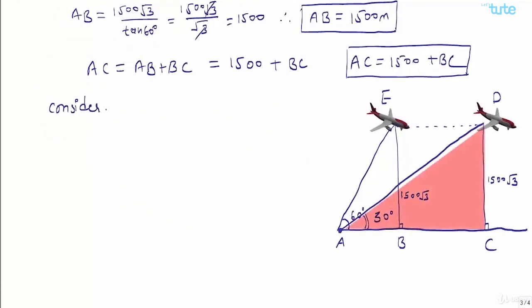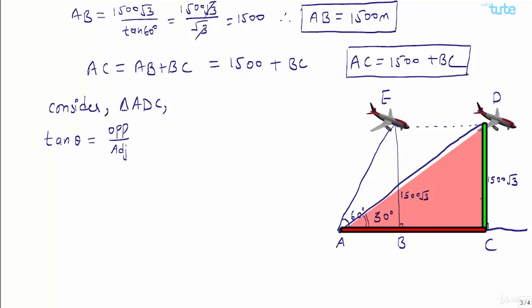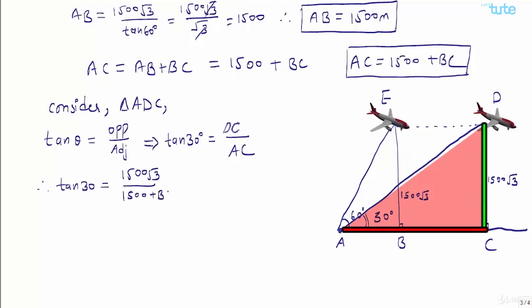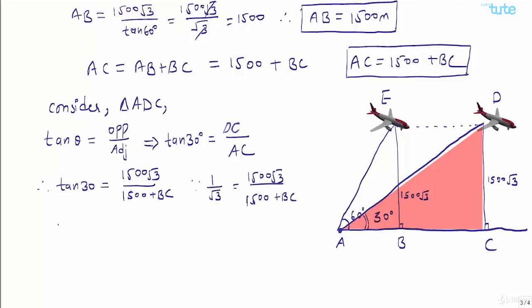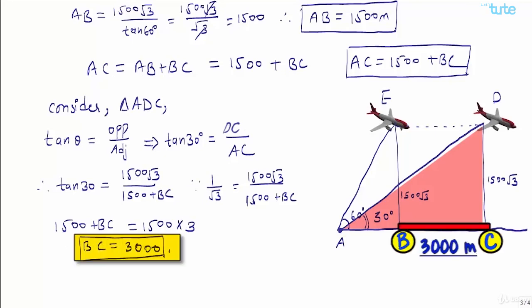So we will now consider the right angle triangle ADC. Again we will consider the trigonometric ratio tan theta. Now here also we have used tan just because we know opposite side and adjacent side. So this implies that tan 30 degrees is equal to opposite side DC upon AC. Tan 30 will be equal to 1500 root 3 upon AC, and AC we have just found as 1500 plus BC. So since the value for tan 30 is 1 upon root 3, now it's just simple maths calculation. So we have got the distance BC as 3000 meters.